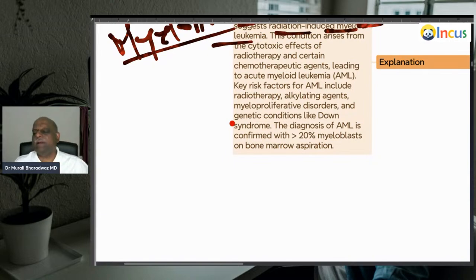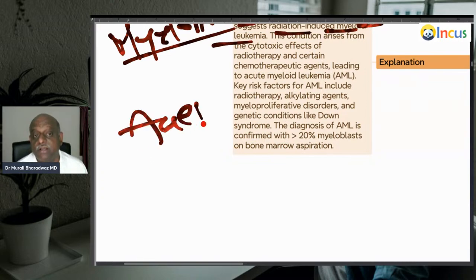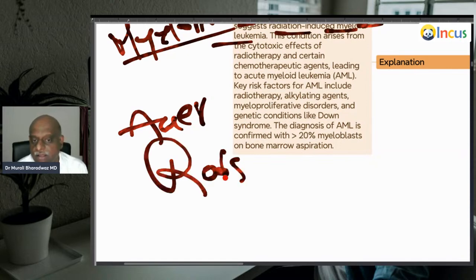How do you diagnose myeloid leukemia, doctor? Whenever the number of myeloblasts is more than 20% in a bone marrow aspiration. How do you identify myeloblasts? Myeloblasts are identified because of the presence of the Auer rods. Auer rods is what you need to remember.